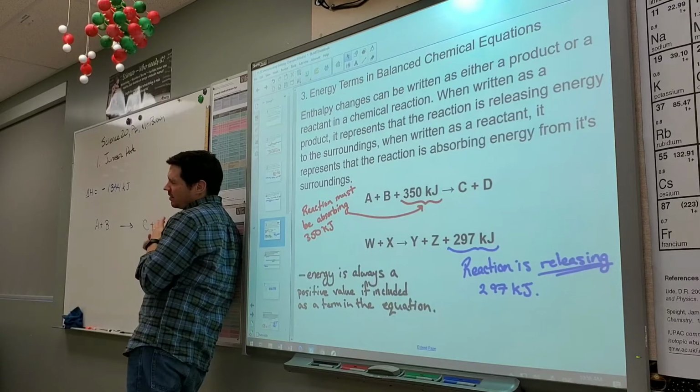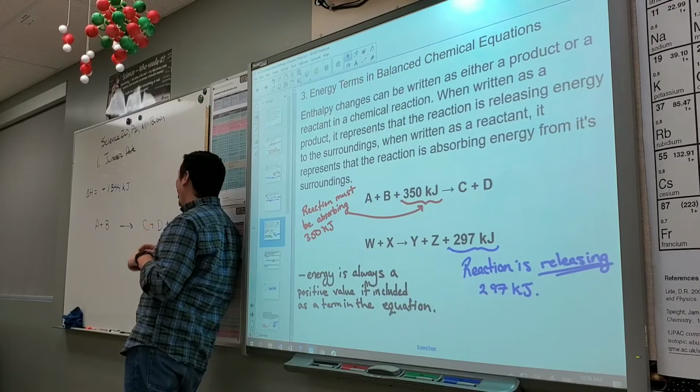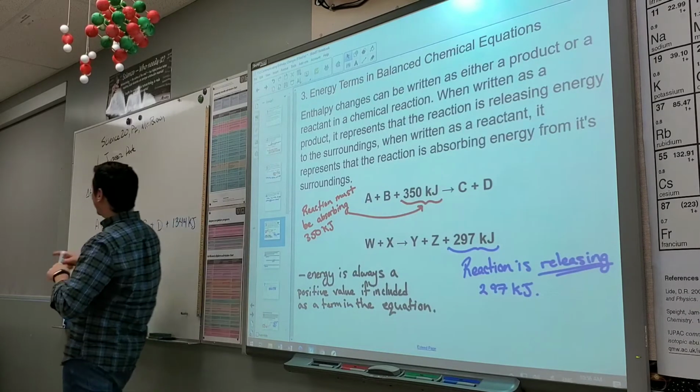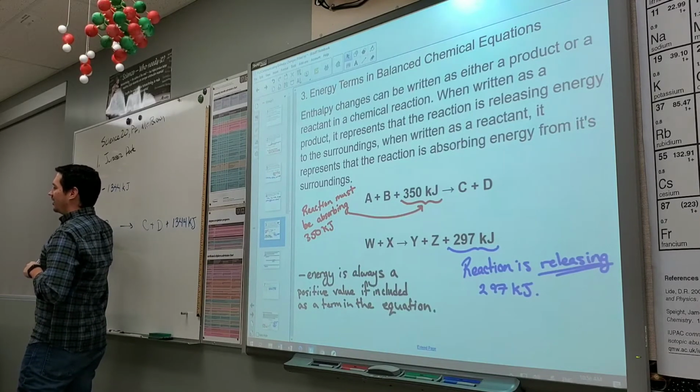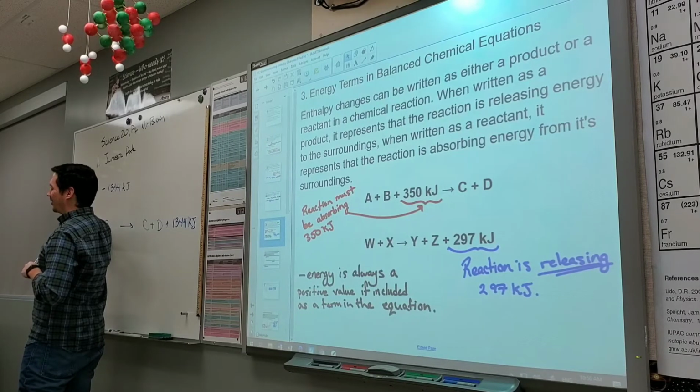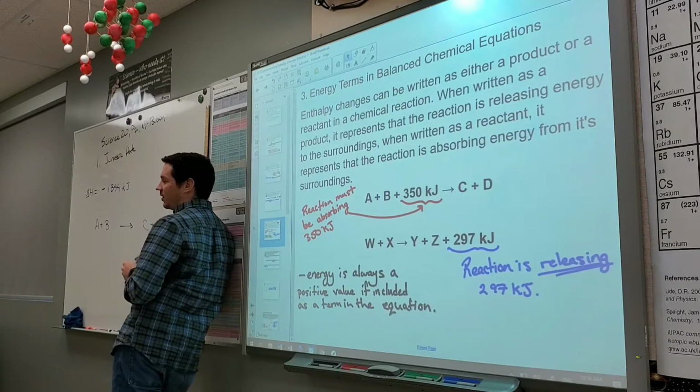Max? Because if we use Le Chatelier's principle, we can have the negative on the left, and then it makes sense. Oh, so if you said negative energy over here, it would be perfectly fine? No. Because negative energy doesn't exist.